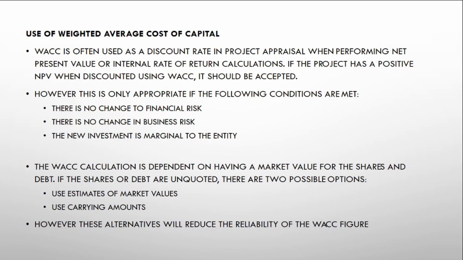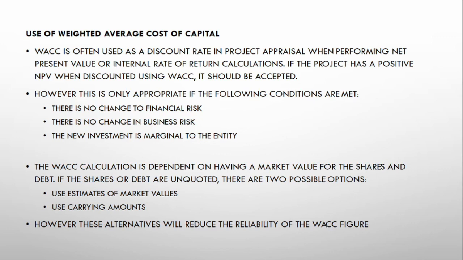So we have said that we need to use the WACC as the discount rate when we are assessing net present value calculations. But one thing we need to take into account is that there are conditions that need to be met for us to use the WACC. If we are assessing a new capital project and there is no change to the financial risk as a result of accepting that capital project, then we can use the weighted average cost of capital we have calculated. If we are taking on a new project and there is no change in the business risk, it means we can use the weighted average cost of capital calculated.